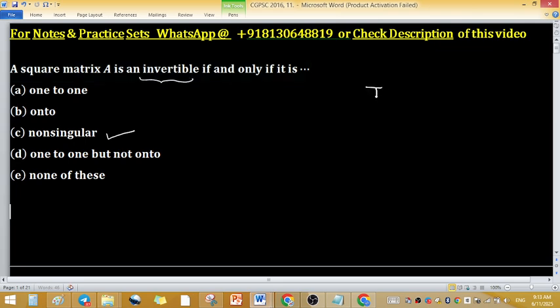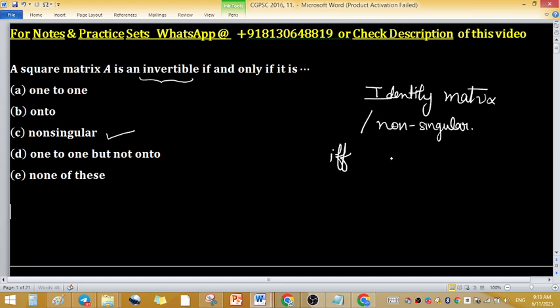To understand this, the very common invertible matrix is the identity matrix. This is invertible, or you can say non-singular. So both are the same terminology. A matrix is invertible if and only if it is 1-1 and onto. Invertible matrices are always 1-1 and onto.